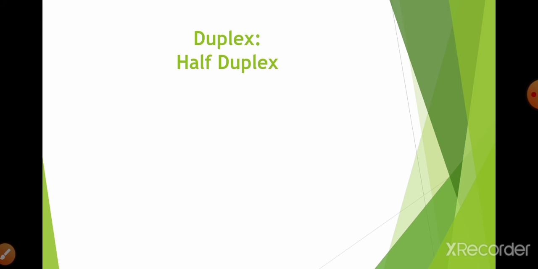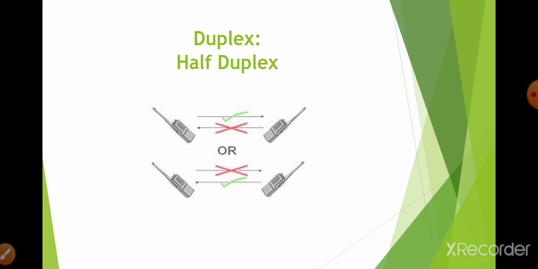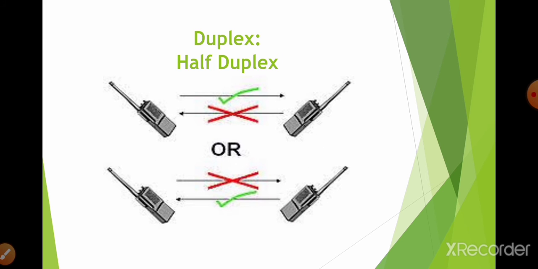Let us move towards the duplex. The first type of duplex is the half duplex communication system. Half duplex means data can be transmitted in both directions but not simultaneously. That means first the transmitter transmits the data, then the receiver receives, and after receiving it will retransmit the data.